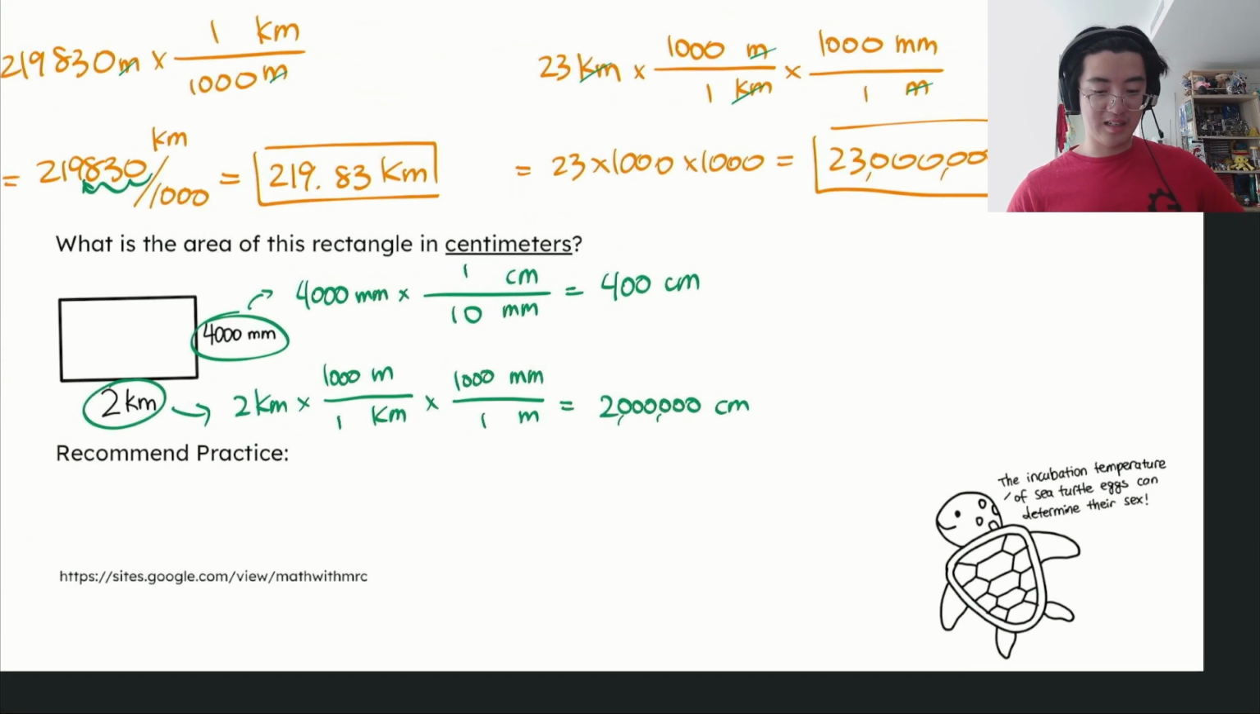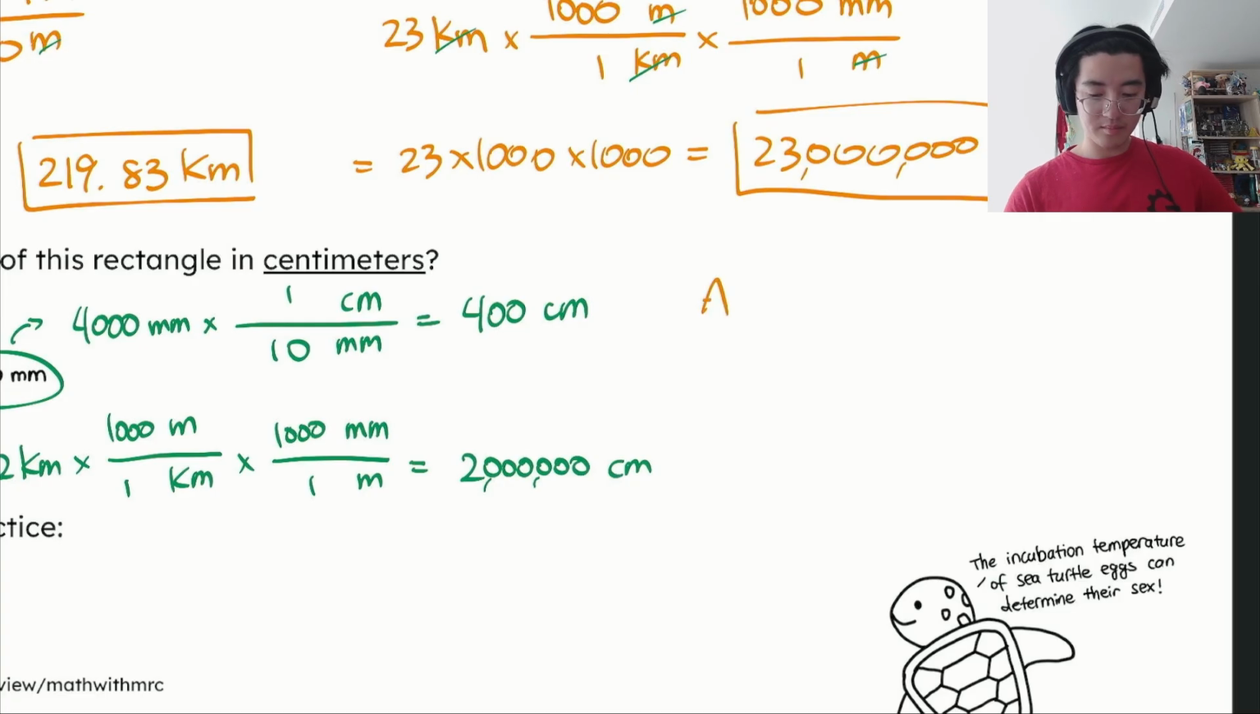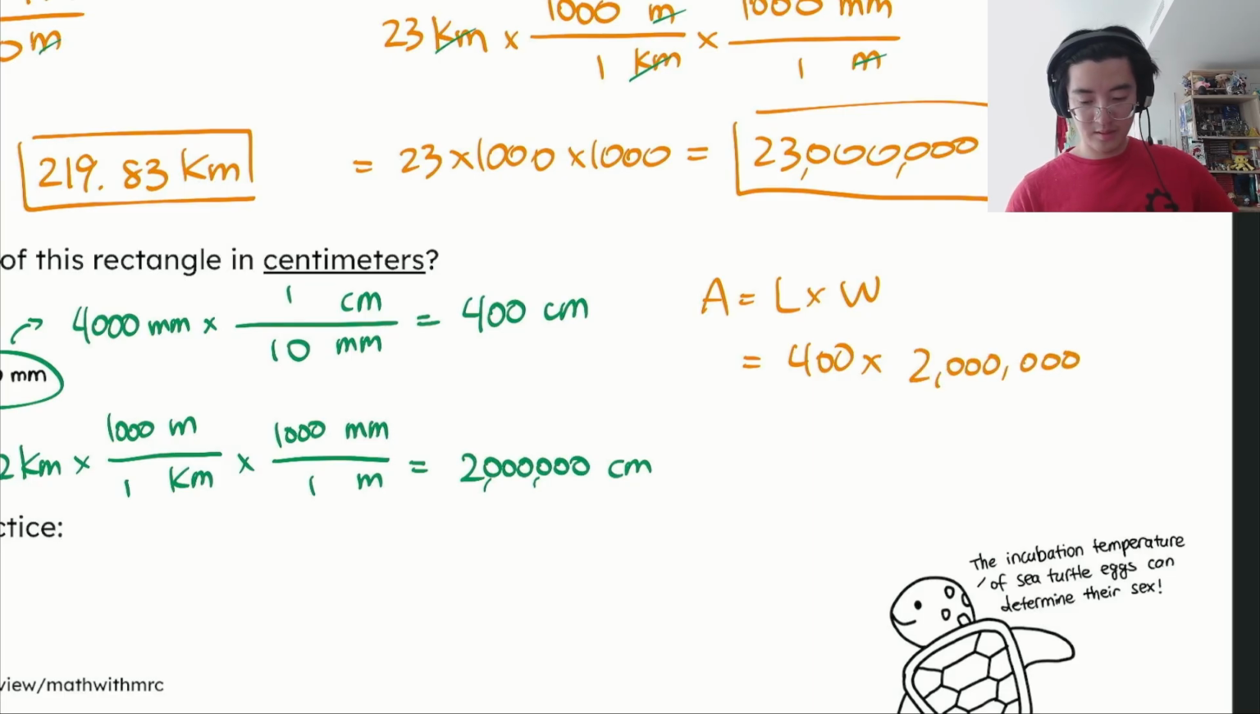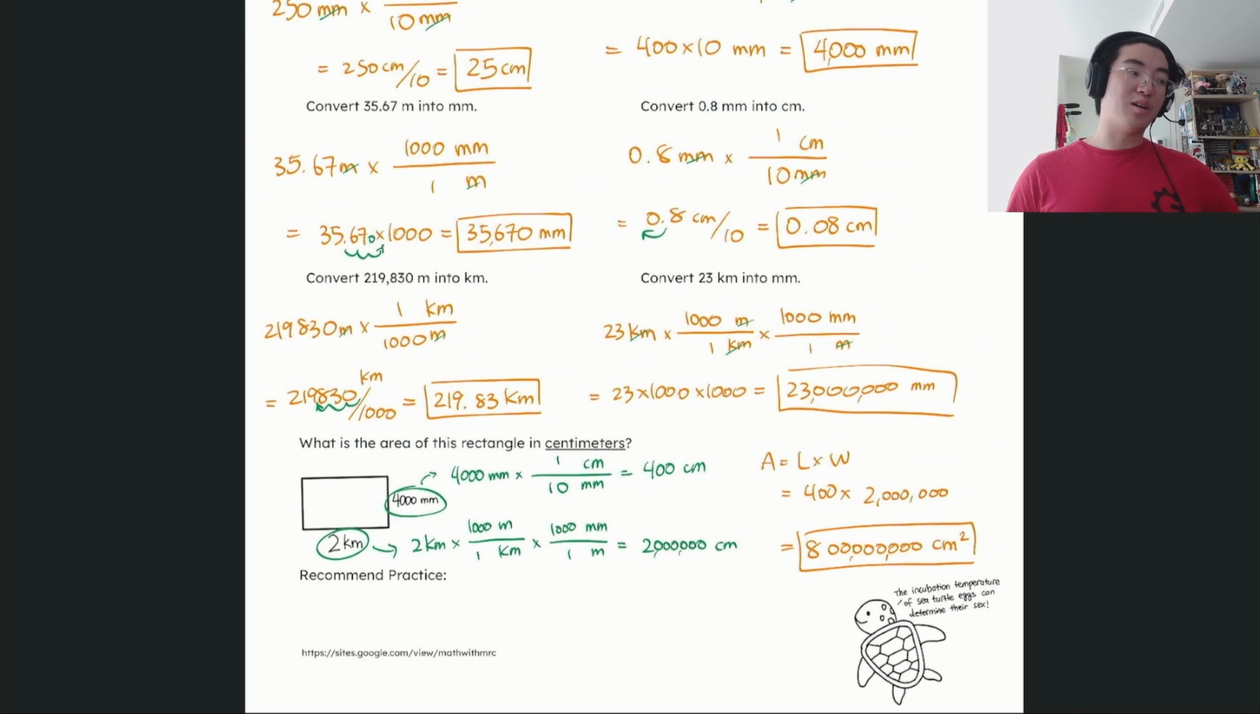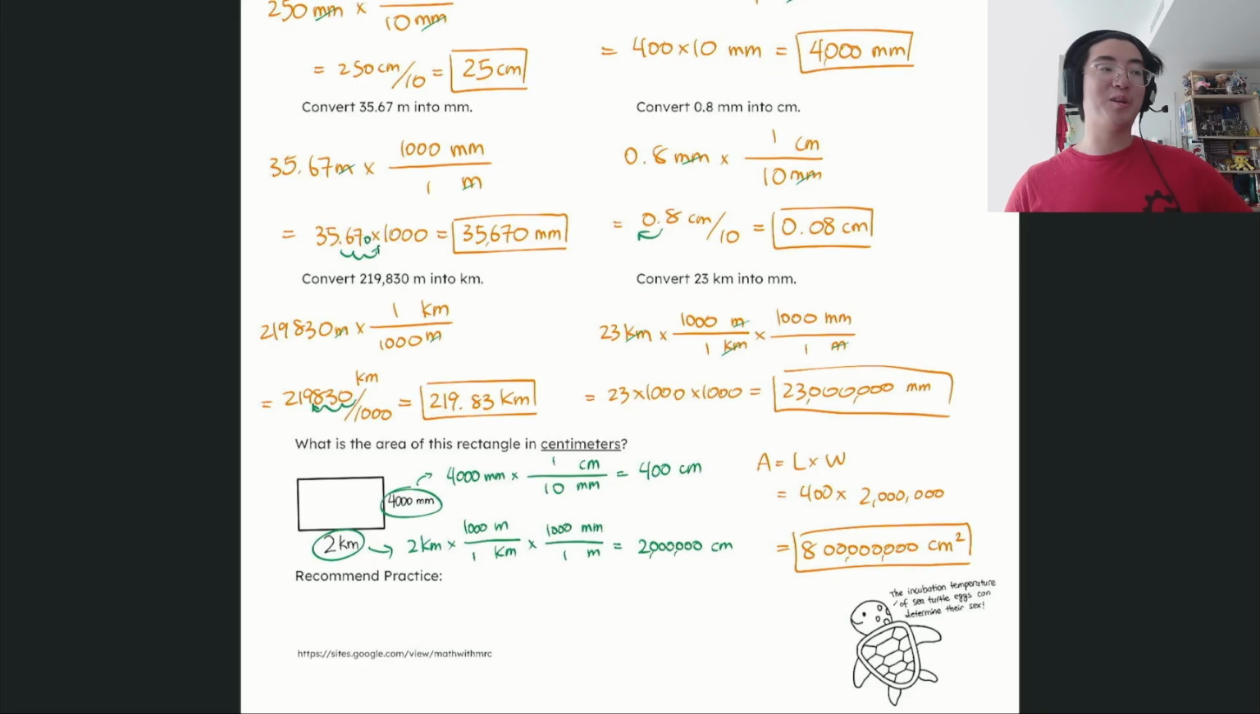Right. So we got the length and the width. The area is just length times width. 400 times 2 million. 2 times 4 is 8, followed by 2 zeros here and 6 zeros here. So it's 8 zeros. 3, 4, 5, 6, 7, 8. Boom, boom. Centimeters squared. Okay, there we go. Always make sure to be in the same units. We cannot multiply 4,000 millimeters by 2 kilometers, but we could do 400 centimeters by 2 million centimeters.